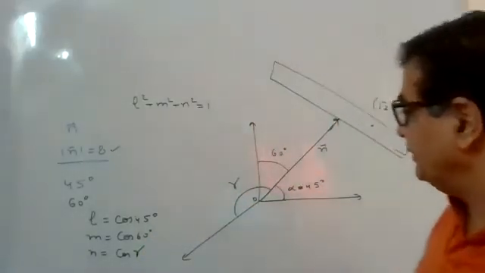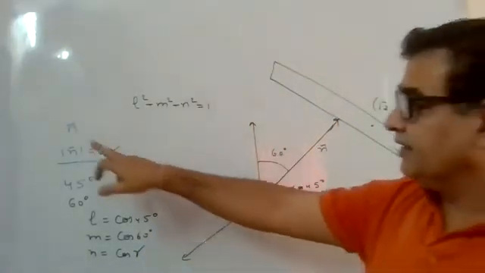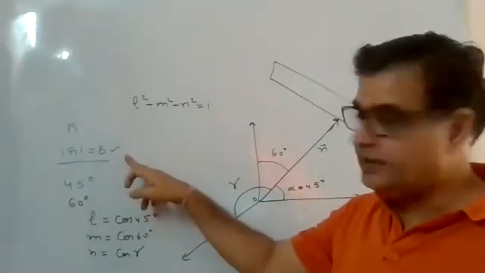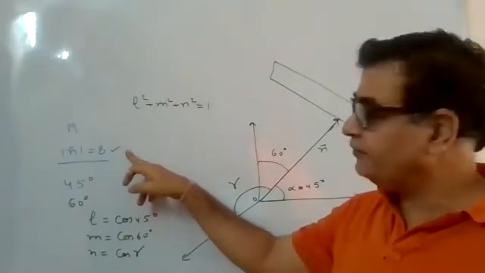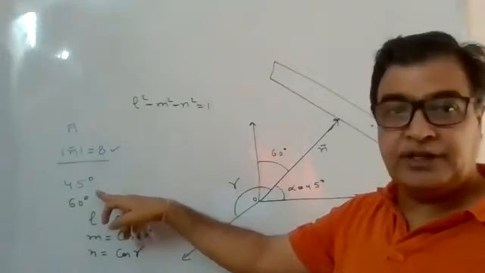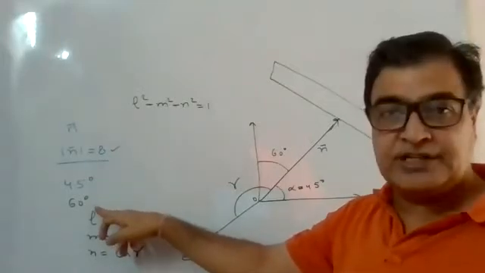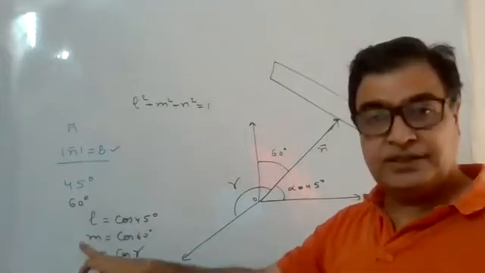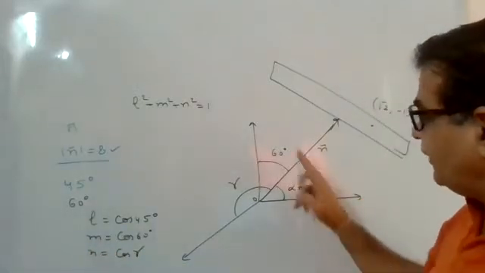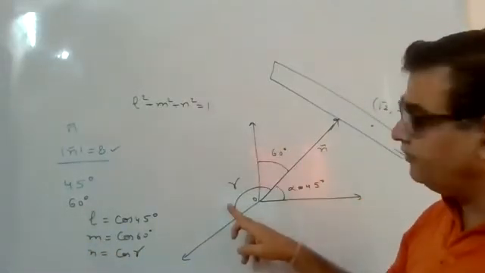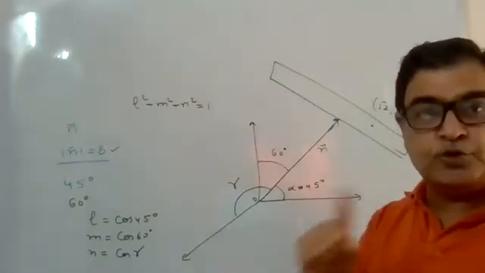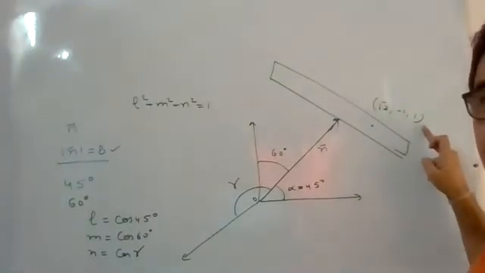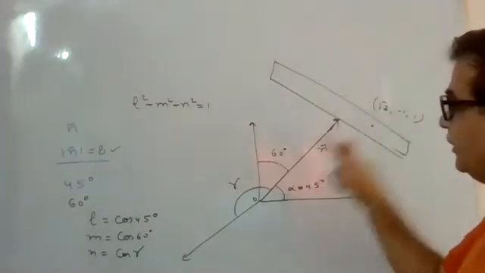Yes, I'll repeat the question. There is a normal vector whose magnitude is 8. This vector makes an angle of 45 degrees with the x-axis, 60 degrees with the y-axis, and some acute angle gamma with the z-axis. You have to find the equation of the plane passing through (root 2, -1, 1) and normal to vector n.